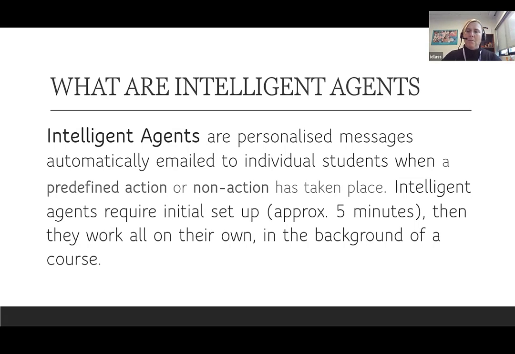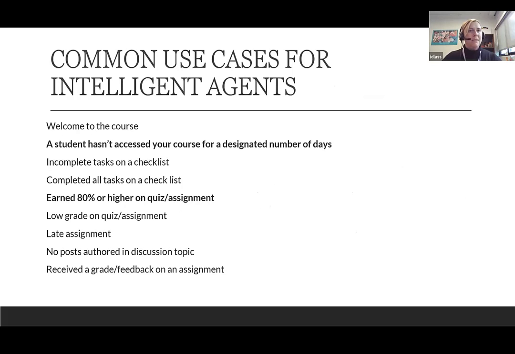So let's take a quick look at the types of intelligent agents. Here are some common cases. You could have an intelligent agent that is triggered the first time a student logs into the course. They log into the course and that will trigger an email that's welcoming them to the course and maybe giving them a few course details and initial things that you'd like them to do or look at.